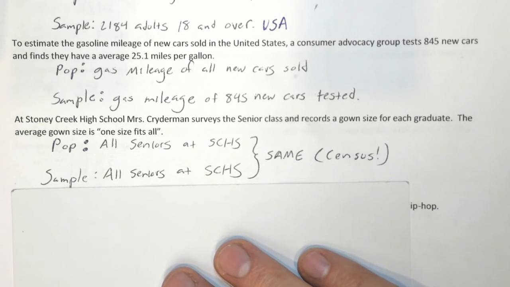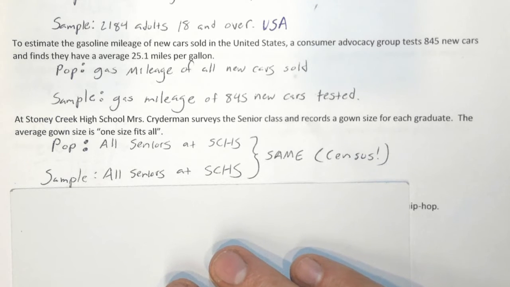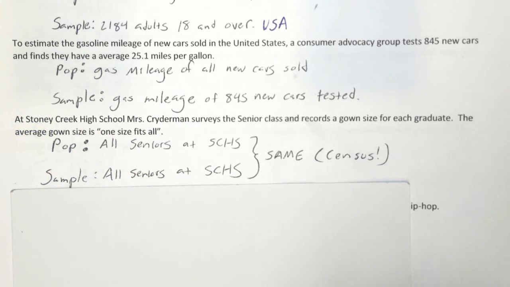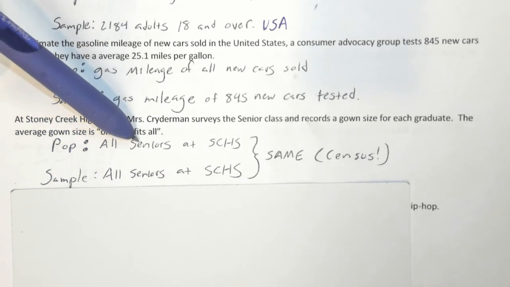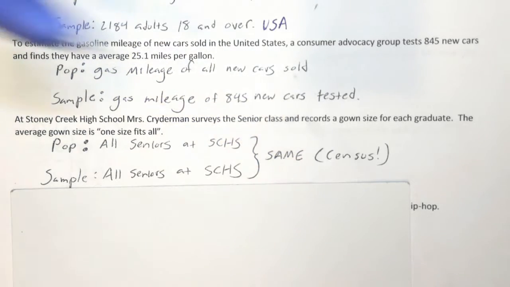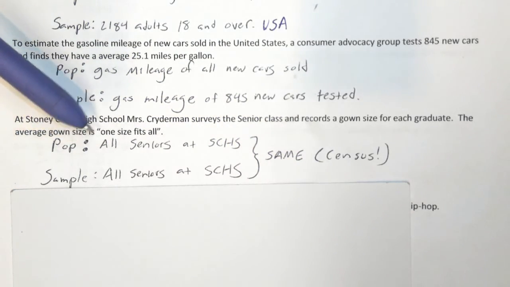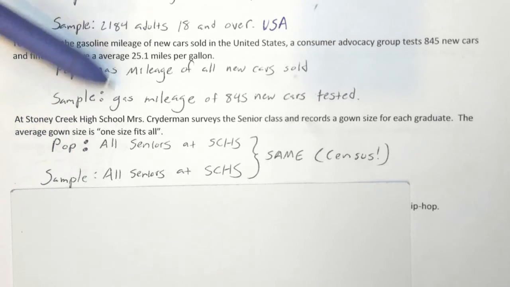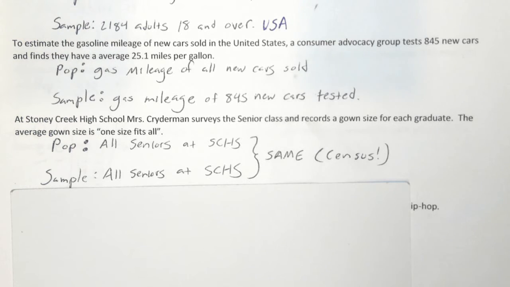And when Mrs. Kreiderman is creating her survey or asking her question, she needs to sample all the seniors at Stoney Creek High School. And since our population and our sample are the same, that means that we are talking about a census right here. Our survey will discuss our question with every single member of the population. It is a lot easier because this is a small population compared to some of these other ideas we had above, and that means that you can do it and that you should.